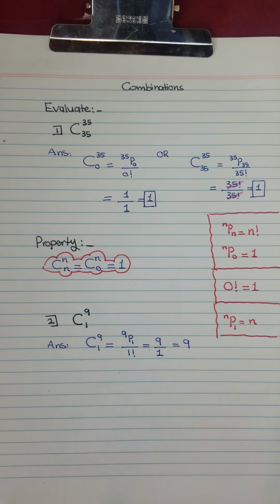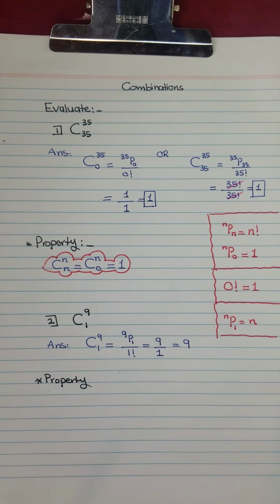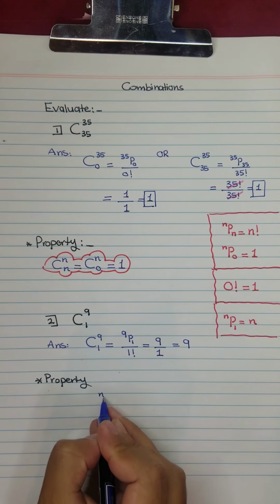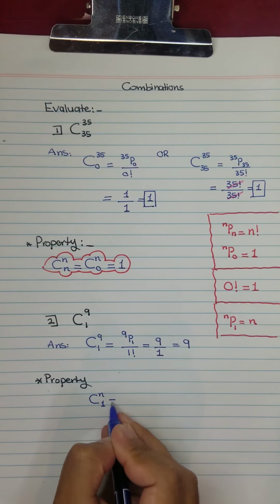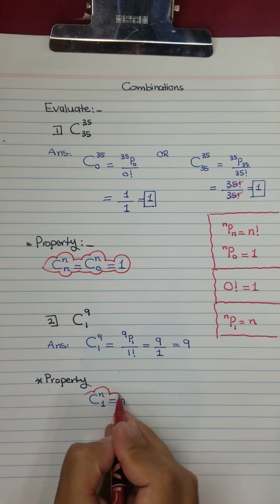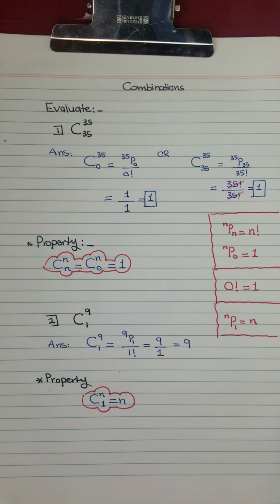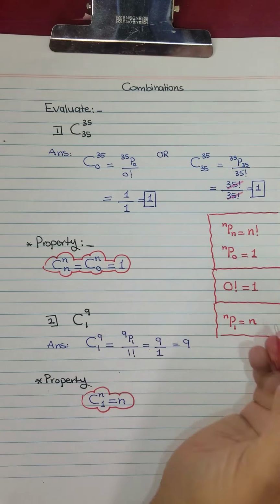So generally, we can actually write this property. This is an important property. And here also we can write another property. And what is this other property? We can say that in combination, n choose 1 is equal to n. And in this sense, it's actually similar to the permutation. So in permutation, n permutation 1 was equal to n. In combination, it's quite the same. In combination, n choose 1 is equal to n. Good? So these are important properties.